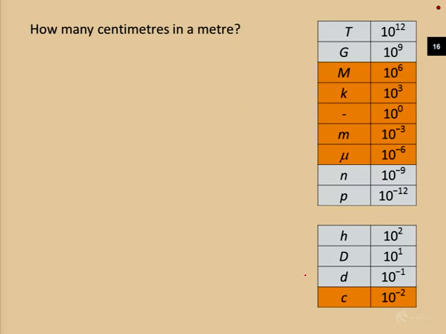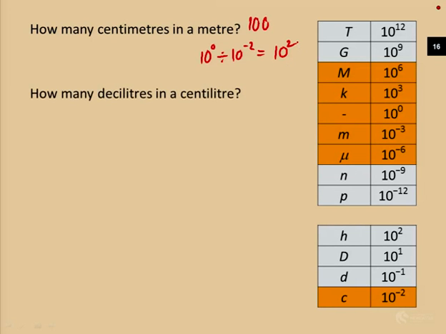Centimetres in a metre. We know it's 100. But just confirming this method, a metre has no prefix, so it's 10 to the 0. Centi has a prefix of 10 to the minus 2. And it looks odd, but what's 0 minus minus 2? It's 2. 0 minus minus 2 is 0 plus 2. My answer is 10 to the 2, which is 100. So even on these it works.